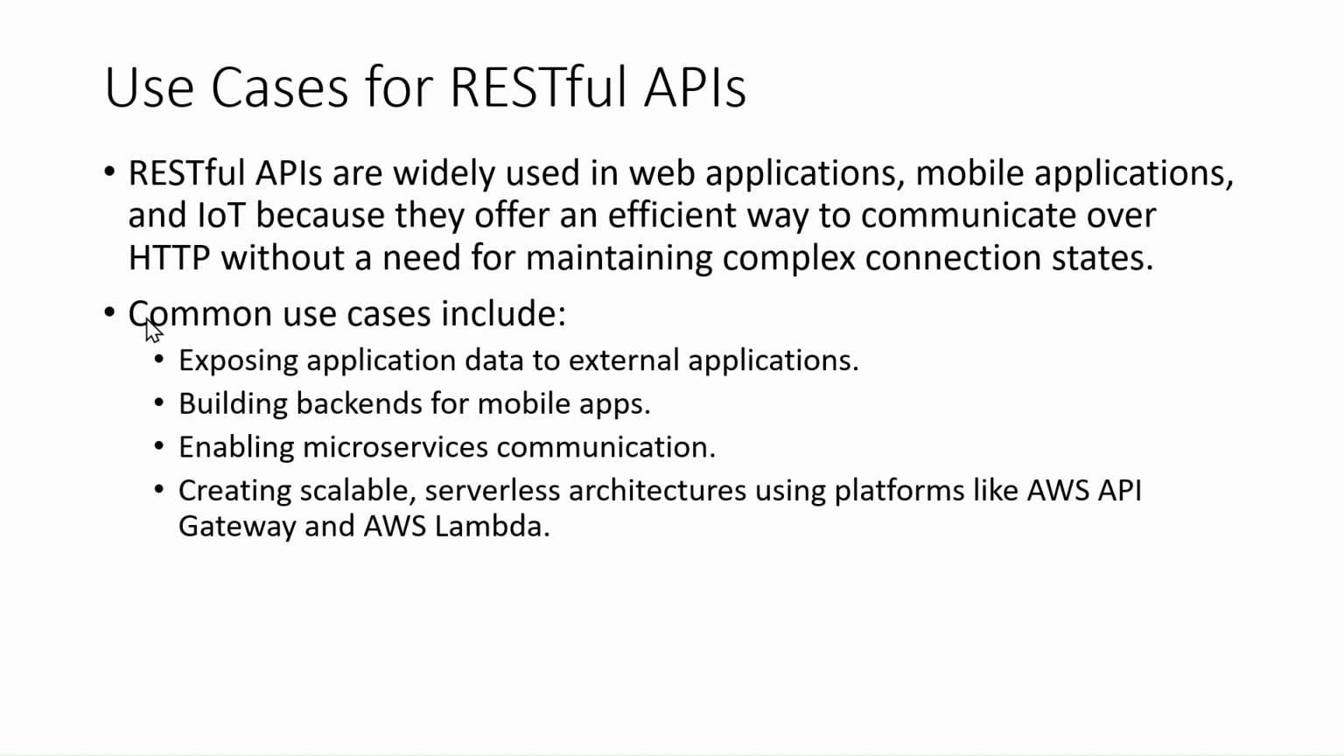Fine. And also the common use cases include exposing application data to external applications, as I just stated about Meta, right, same thing. Building backends for mobile apps, enabling microservice communication, creating scalable serverless architecture using platforms like AWS API Gateway and Lambda. In Lambda, we are going to run our problem statement. How do we pass our requirement to our problem statement to process the result? With the help of API Gateway, like, fine.